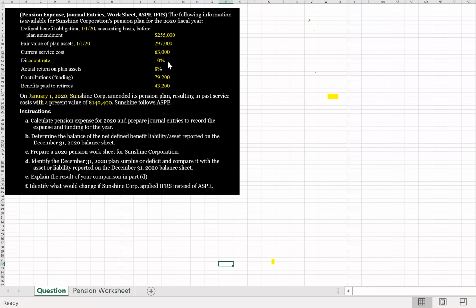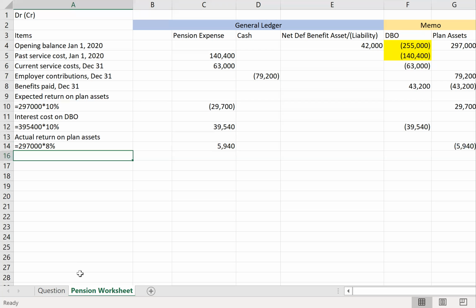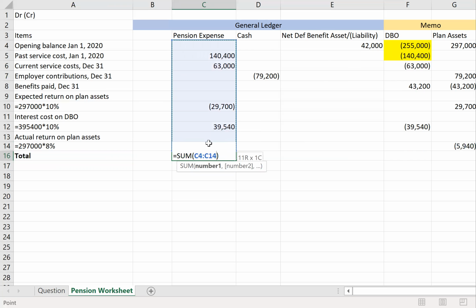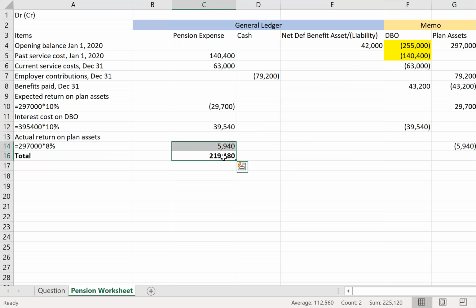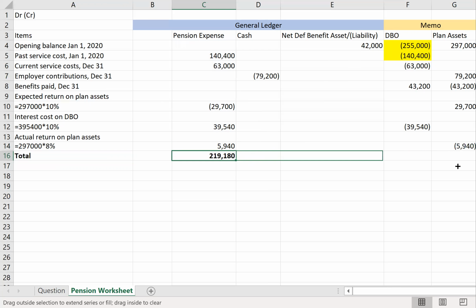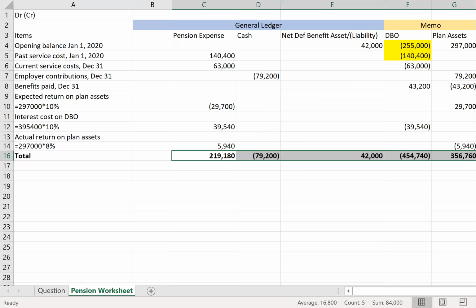Okay, so we picked up the interest rate there, picked up this. It looks like we have all the information. Let's run the totals through our pension worksheet. And I can just run a sum through. Okay, so we've got our sum running through.